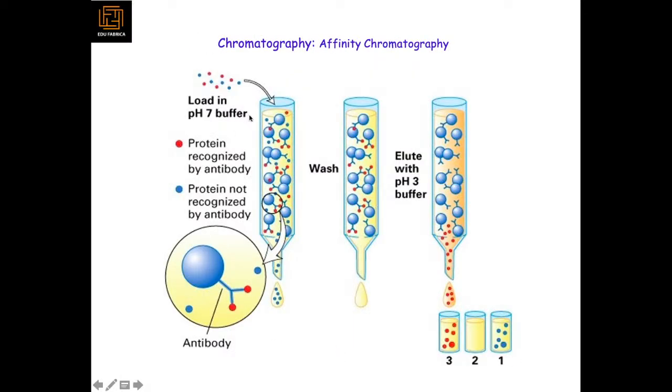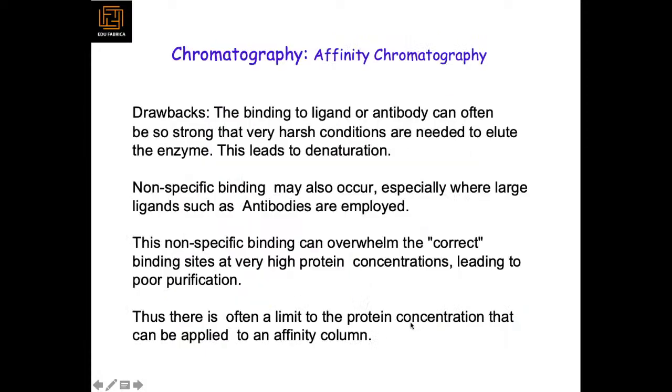We can see this the same way as in the earlier chromatography. We load with the pH buffer, and we have these antibodies inside. We will have a protein which can be recognized by the antibody, in red, and the blue ones are not recognized by the antibody. Once you wash them, you elute them with pH buffer 3, so you can separate the blue and the red ones, and that's how you get the different results.